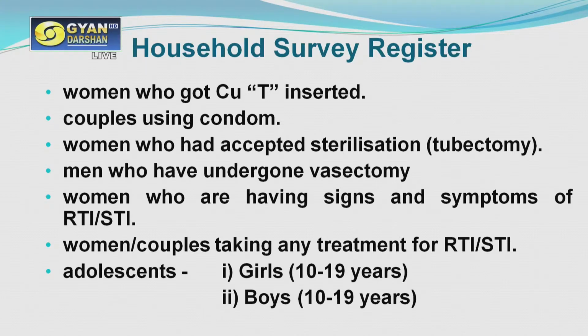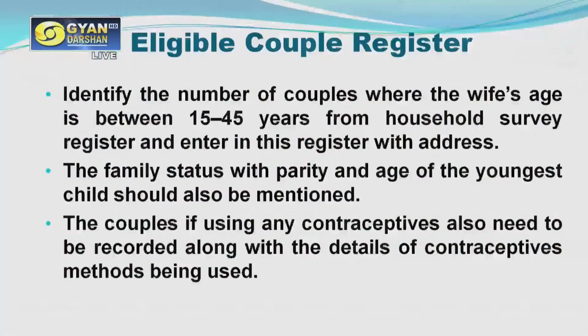Then adolescents, the number of girls between 10 to 19 years of age, and the number of boys between 10 to 19 years of age. Another register is the eligible couple register. In this register you need to identify the number of couples where the wife's age is between 15 to 45 years of age.